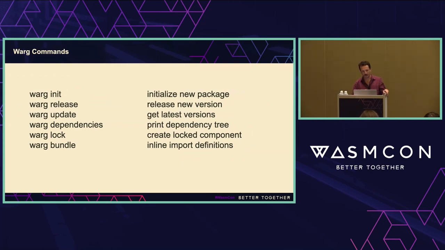So we're getting close to me demonstrating things. I figured I'd introduce you to some of the commands that I'll be using, so that they're not foreign as I'm typing them into the terminal. So we have warg init, which is going to be initializing a new package. We'll have warg release, so after you've initialized a package, you're able to do a version bump whenever you change the binary that is the component. Update is going to enable you to get the latest versions of all of the dependencies that you have in a project.